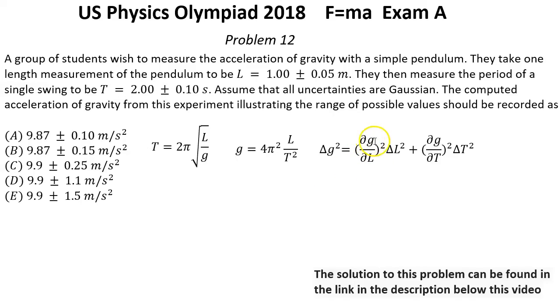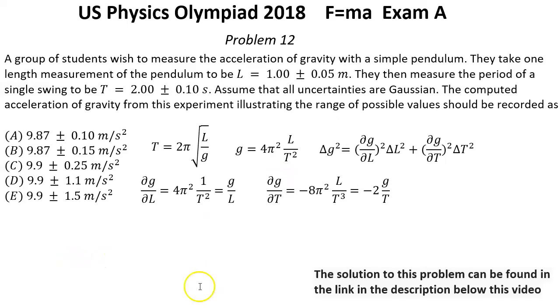Here dg over dL, that's a partial derivative. It means that we can take a derivative of this expression, treating the other variable as a constant. So it means that delta g over delta L equal this expression, or g over L, and delta g over delta T equal this expression, or negative 2 multiplied by g over T.